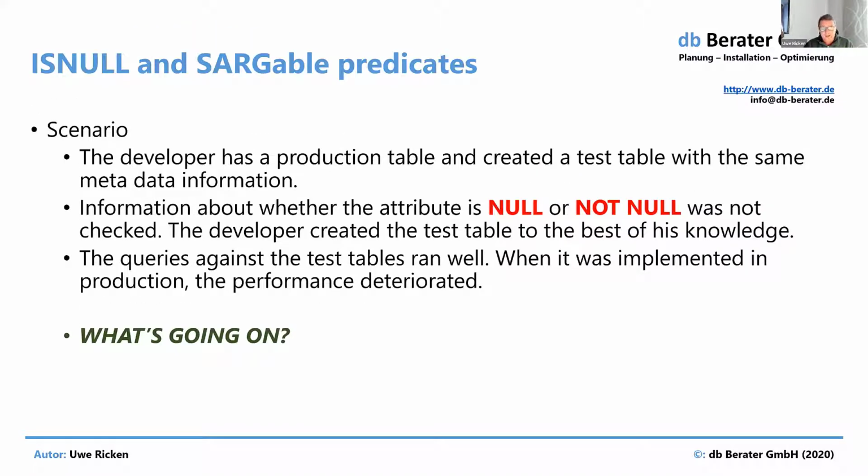Is null and searchable predicates. Oh my goodness, yeah. And this is something that I see, to be honest, very, very often. Here is the scenario. A developer has a production table, and what he did then was he took the production table, only looked at the attributes and the data types, and then he created his own test table, migrated all the data from the production into the test table, and then he was checking where can we put some perfect indexes on it? And that's what he was doing.